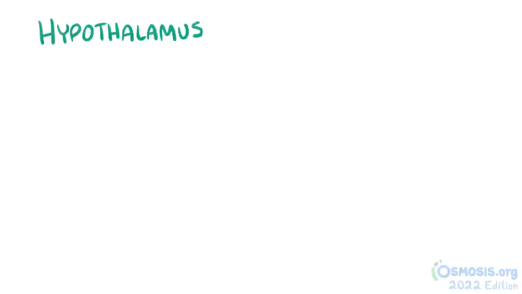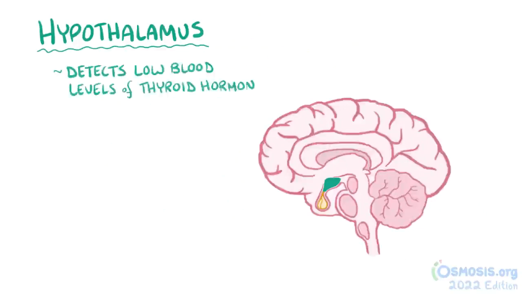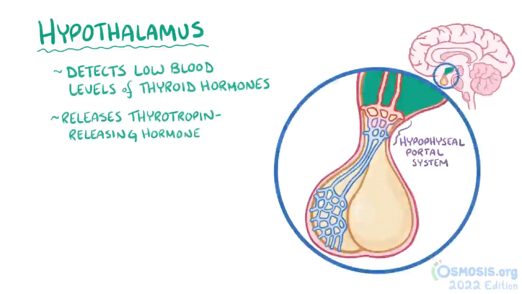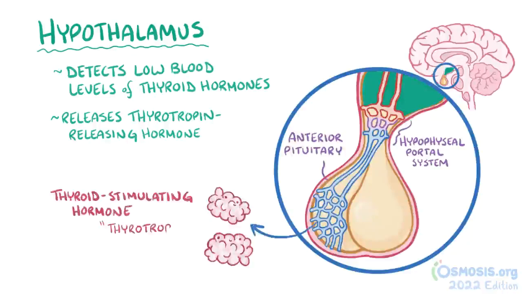Normally, the hypothalamus, which is located at the base of the brain, detects low blood levels of thyroid hormones and releases thyrotropin-releasing hormone into the hypophyseal portal system, which is a network of capillaries linking the hypothalamus to the anterior pituitary. The anterior pituitary then releases thyroid-stimulating hormone, also called thyrotropin, or simply TSH.